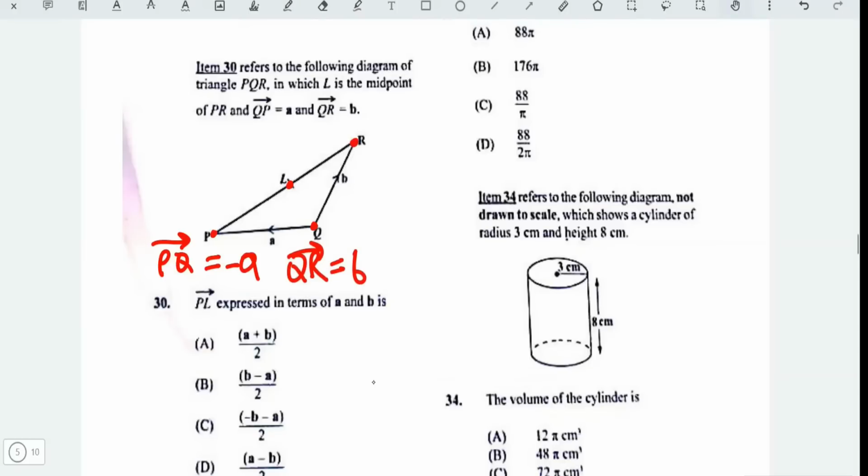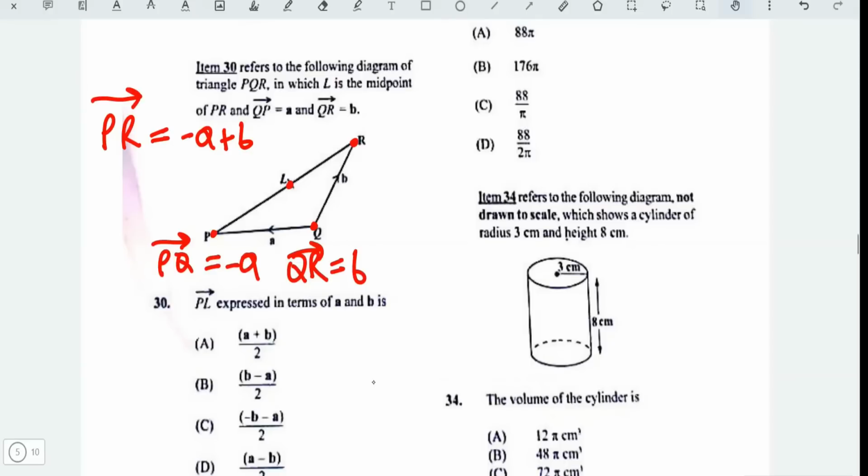Now, first thing is we need vector PR. Look at this. To find vector PR, in order to go from P to R, we can go from P to Q, then from Q to R. So that's going to be negative A plus B. That is vector PR, the full length, negative A plus B.